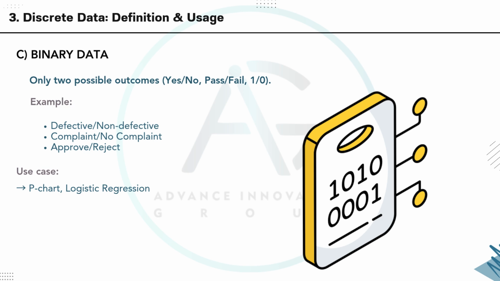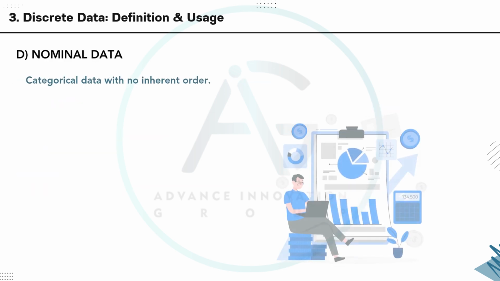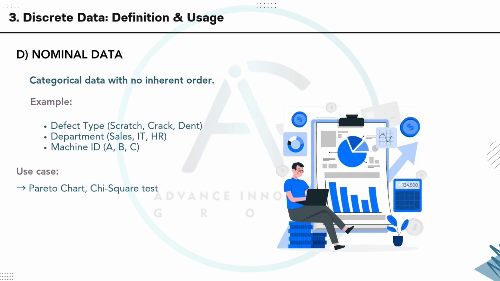Examples include a product being either defective or non-defective, a customer either registering a complaint or not, a loan application being approved or rejected. Use cases. This data is perfect for P-charts, which track proportions of binary outcomes over time. It is also widely used in logistic regression, especially in predictive analytics, where we model probabilities. Let's move to the fourth type of discrete data.